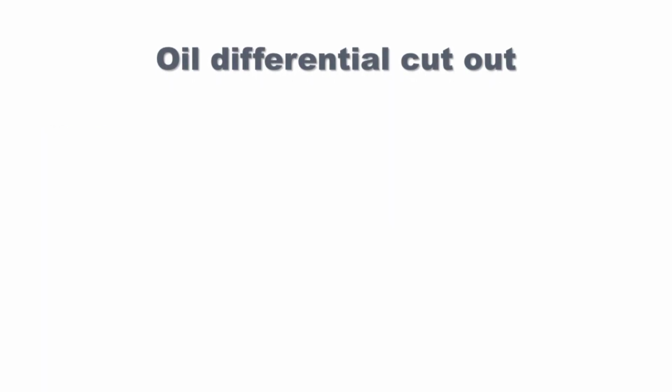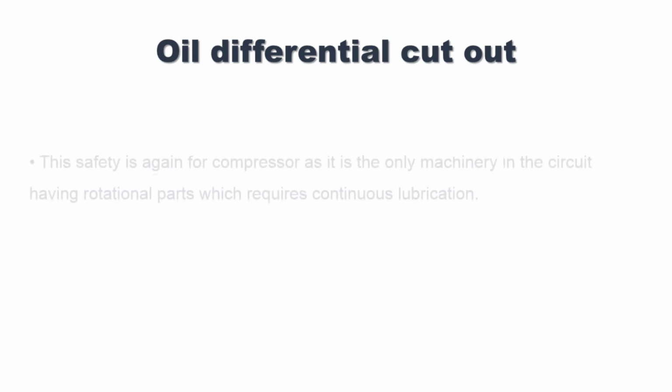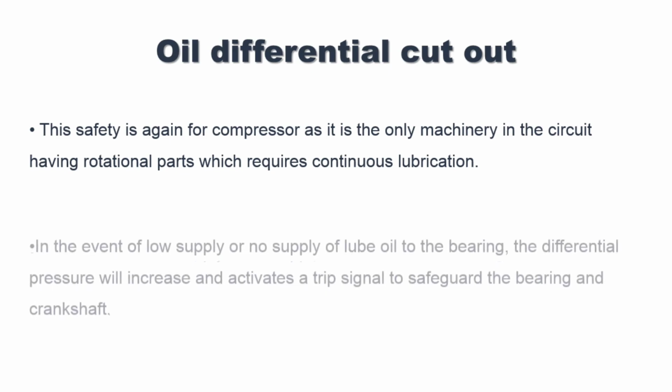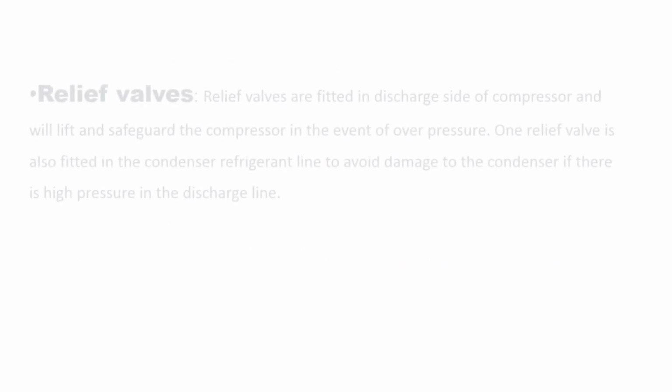Oil differential cutout, also known as lube oil low pressure cutout. This safety is again for the compressor, as it is the only machinery in the circuit having rotational parts which require continuous lubrication. Oil pressure is usually set at 2 bar above the crankcase pressure. When this pressure decreases, it will activate the trip to safeguard the compressor.